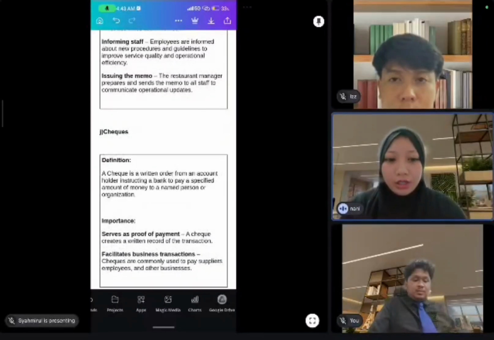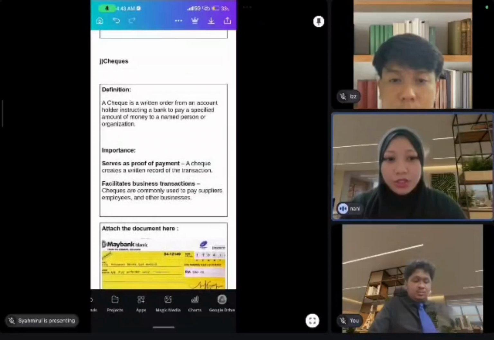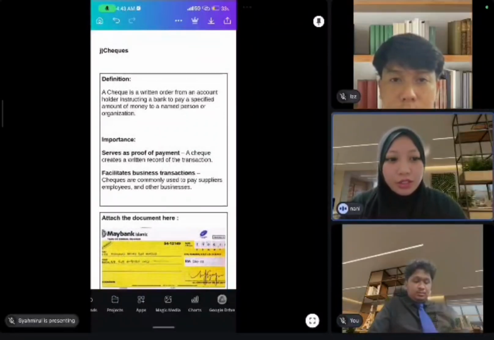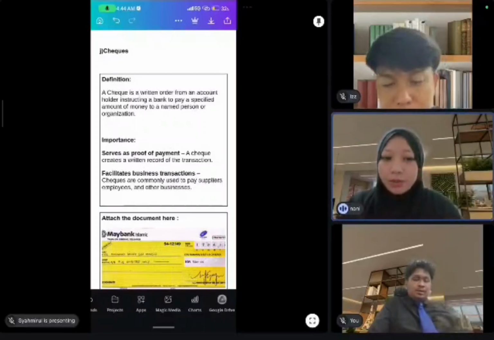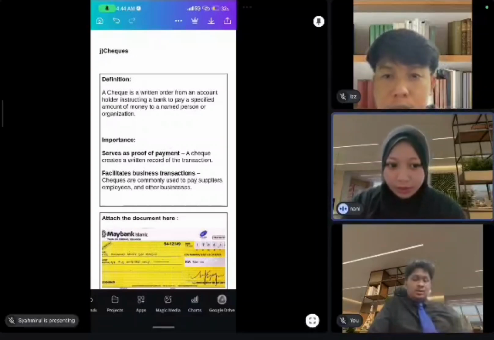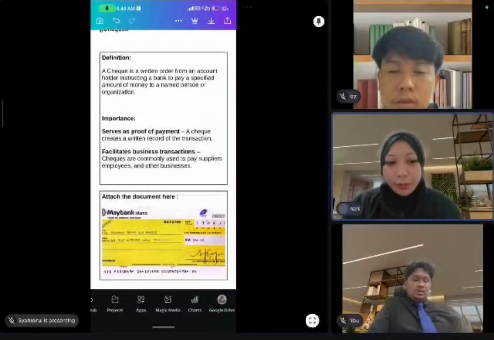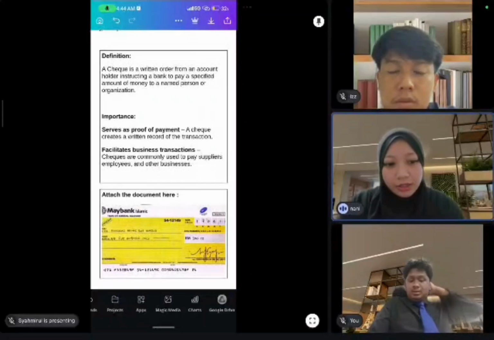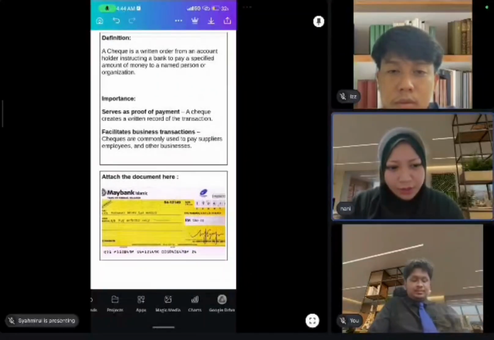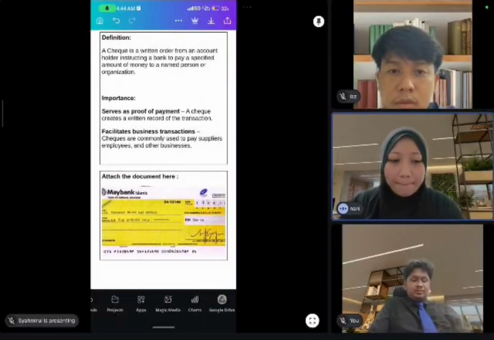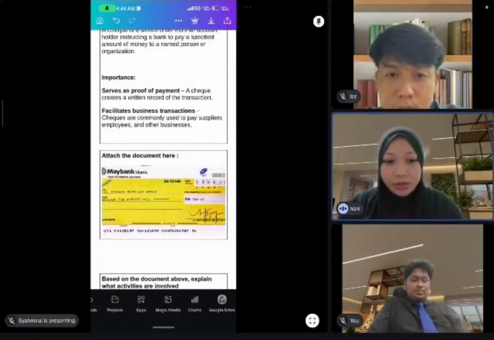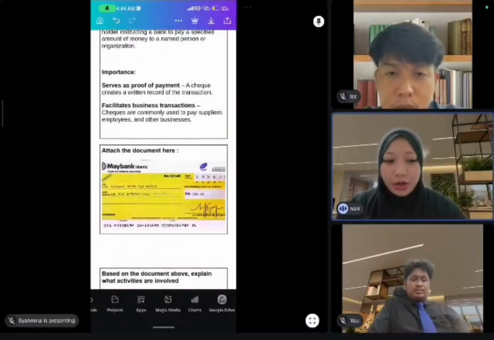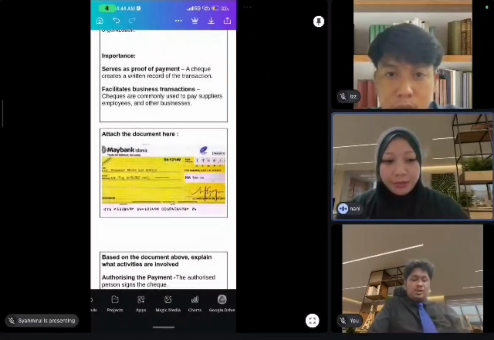We will go to the last document, which is the check. What is a check? It is a written order from the account holder telling the bank to pay a specific amount of money to the person or organization named on it. What's the importance? First, proof of payment. It creates a clear, permanent written record of every transaction made. Second, it helps business transactions. It is widely used to pay suppliers, staff salary, and other business expenses safely and formally.